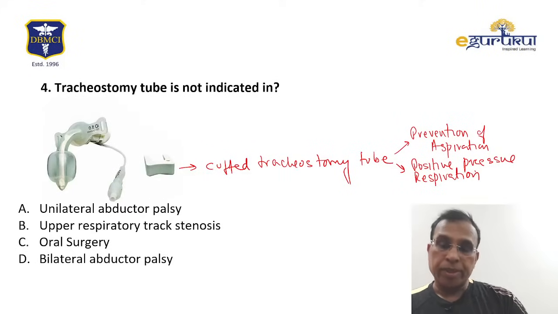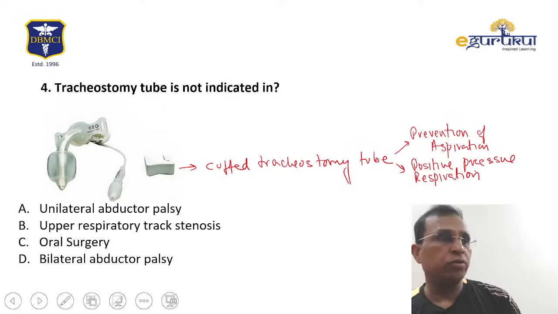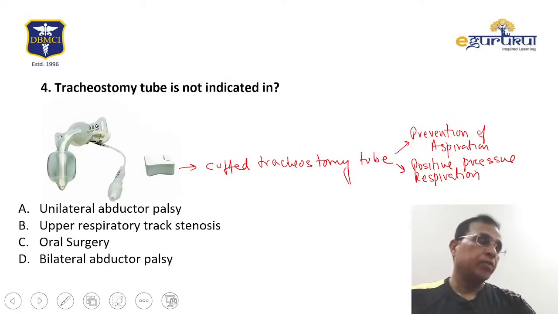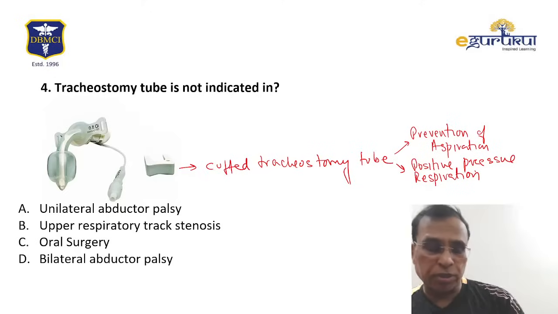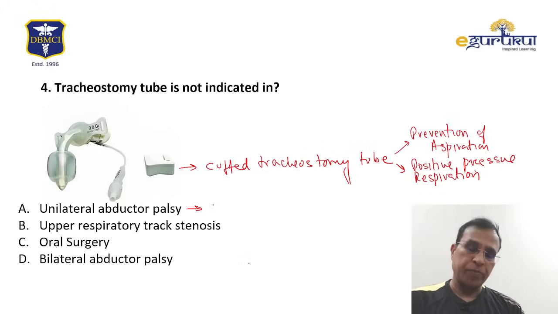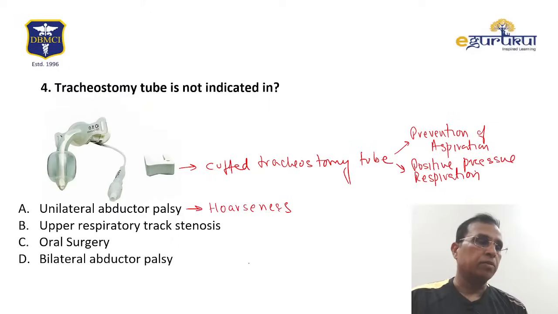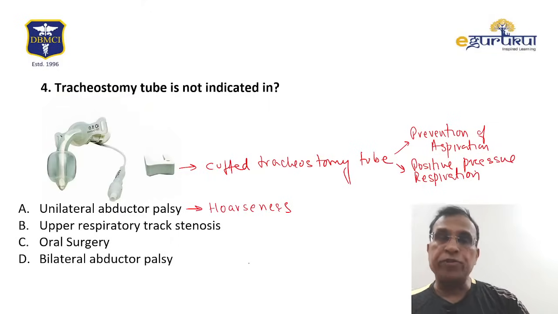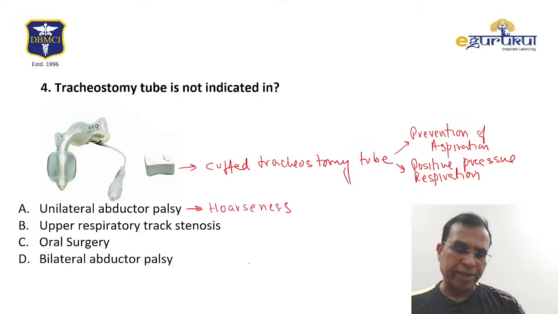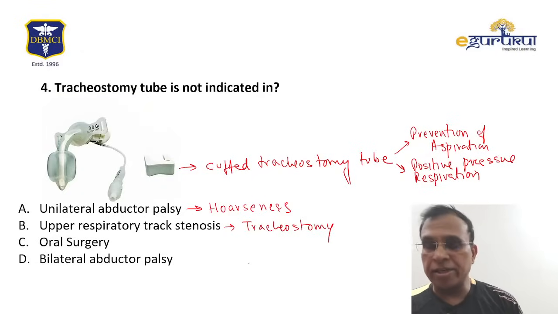Now, in which of these conditions will you come across this? Either there is a tracheostomy, or there is aspiration, or you need positive pressure ventilation. Now, if there is a unilateral abductor palsy, the only complaint is hoarseness of voice. So this is related to vocal cord paralysis, and for this you don't need a tracheostomy tube. If there is an upper respiratory tract stenosis, then you need a tracheostomy, but it is not necessary to use a cuffed tube. You can use an uncuffed tube also, or you can use a cuffed tube.